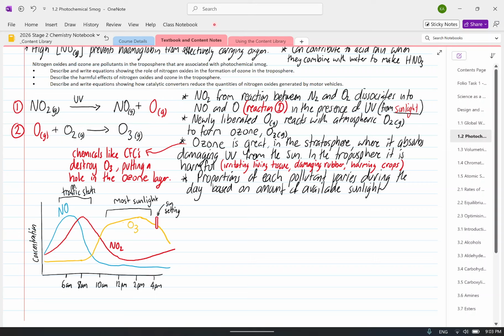Now, that will start to decrease at this point here when the sun sets, as that reduces the amount of available ultraviolet light for this reaction to be powered. When that decreases, you get an increase in our NO2 that is no longer being broken down by the UV. So this increases as the UV decreases, and this number one reaction can't occur as much.